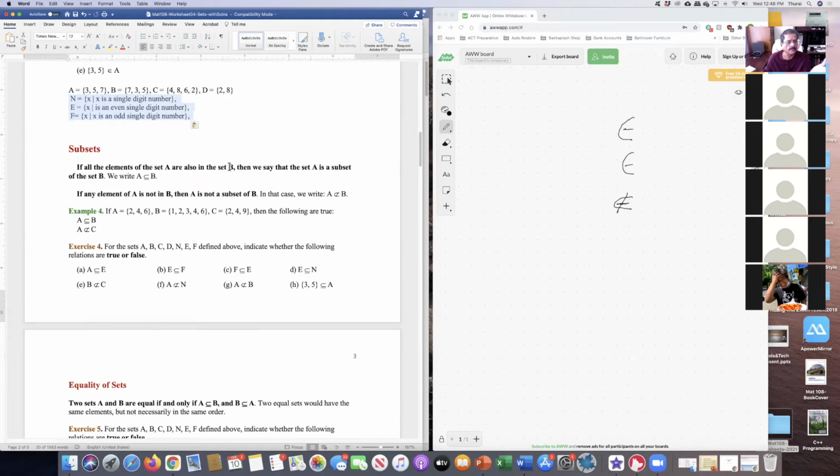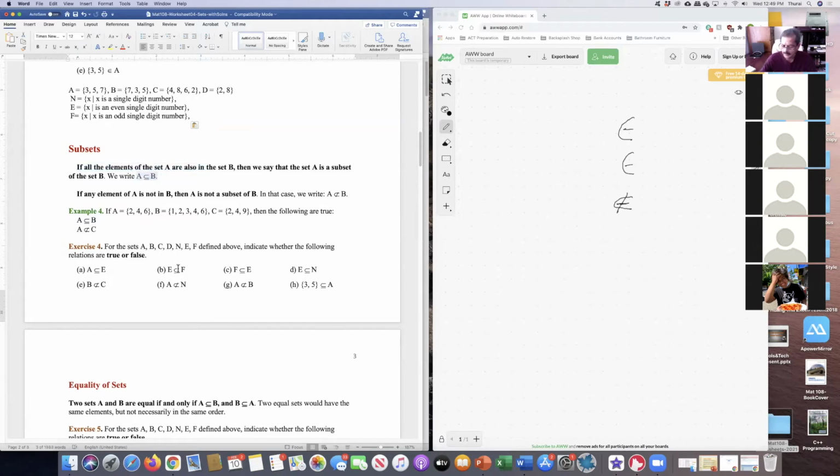Of course, you need to remember the basic facts, these symbols, what they mean, and everything. Subsets. If all the elements of the set A belong to the set B, everything in A is also in B, then we say A is subset of B. Everything in A must be in B. If there is one element that's not in B, then it's not subset. So if A is subset of B, then we write this.